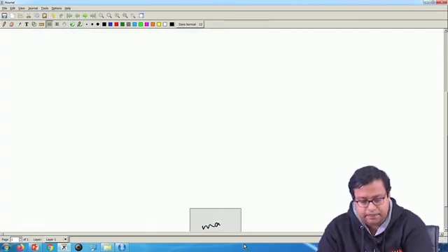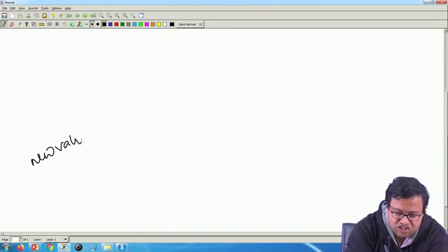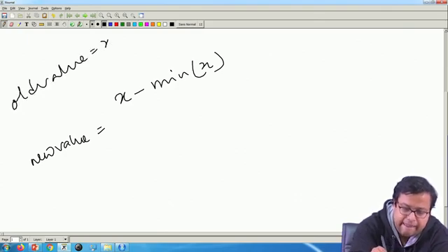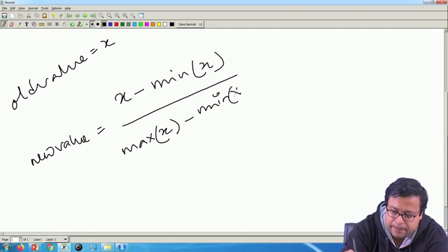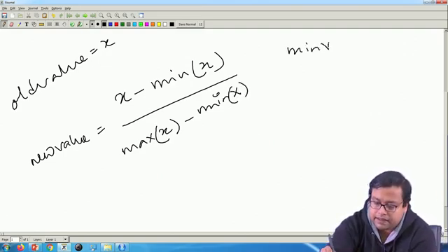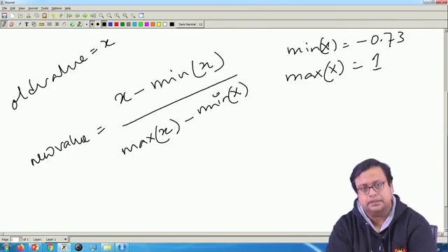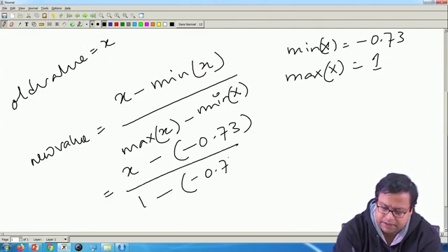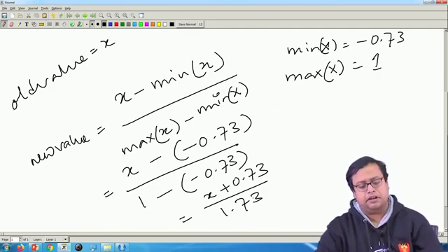So, I am saying that the new value, where the old value is x, is x minus the minimum of x, divided by the maximum of x minus the minimum of x. Let us say the minimum of x is minus 0.73 and the maximum of x is 1, because 1 we are getting. So, then this value will be x minus of minus 0.73 divided by 1 minus of minus 0.73, or in other words x plus 0.73 by 1.73. Fair enough, this is the value that I get.